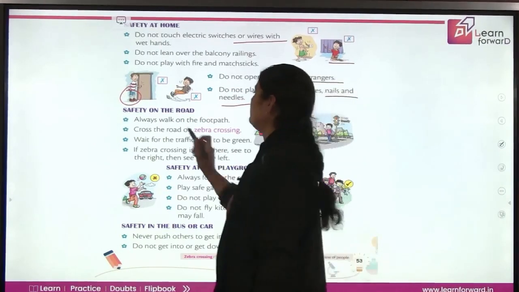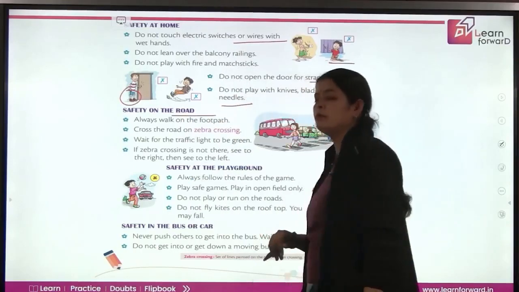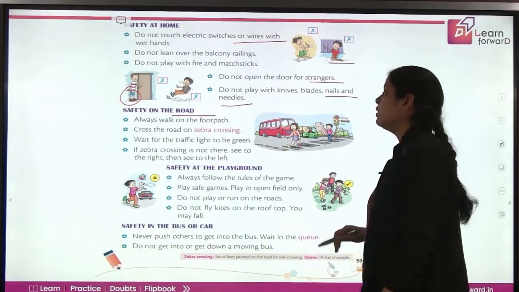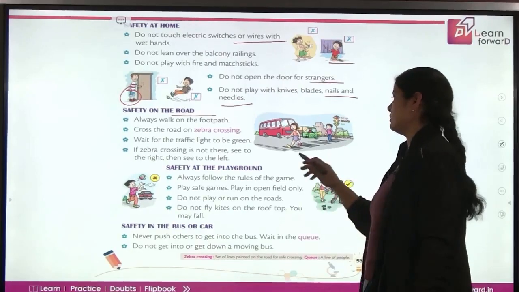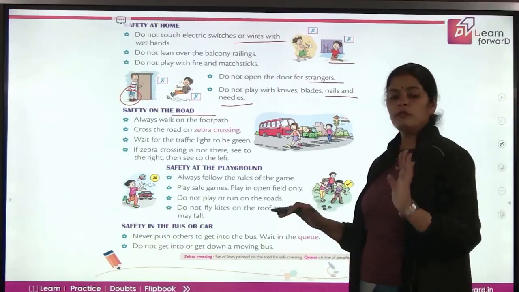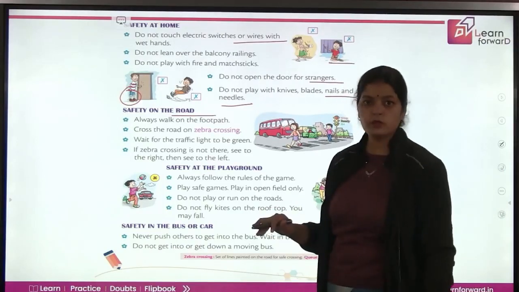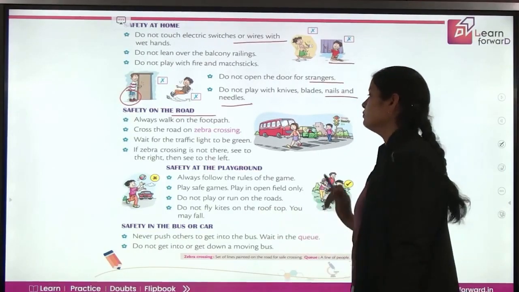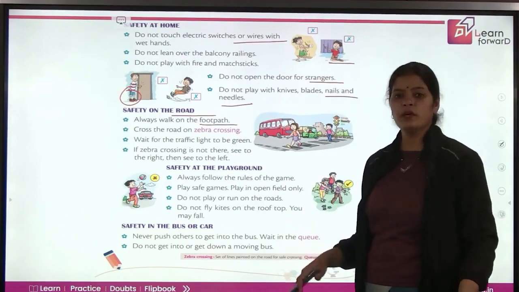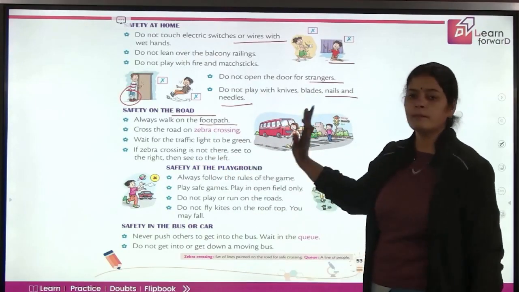Now, safety on the road. What you can keep in mind when you are walking on the road or riding a bicycle on the road: always walk on a footpath. First thing, there is a footpath along the road. If you are walking on foot, use the footpath to walk. This is the reason why it is called a footpath. Somebody who is going on foot can use this path.